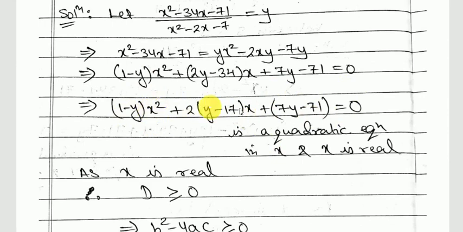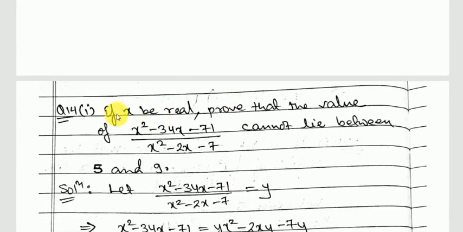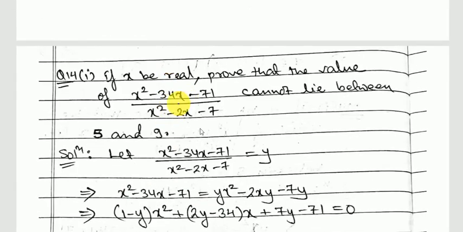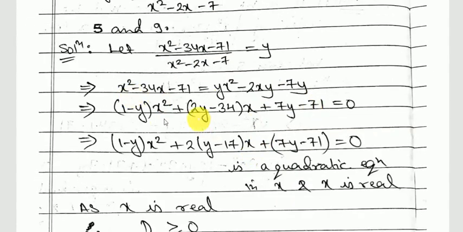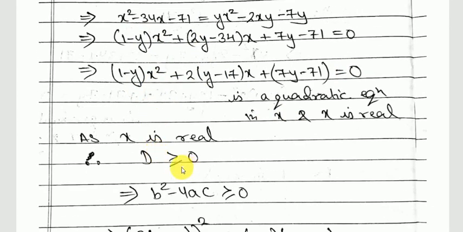Here you can see this is nothing but a quadratic equation in x, and in the question itself they are saying that x is real. Prove that this cannot lie between 5 and 9. So we took this to be y, then we simplified it, and we got a quadratic equation in x, and they are saying that x is real. So x is real means what? Discriminant will be greater than or equal to 0.